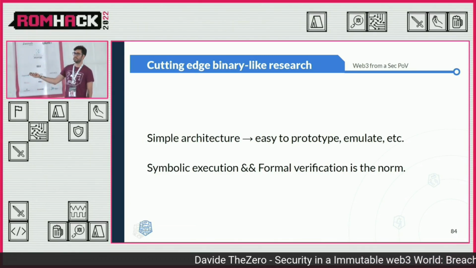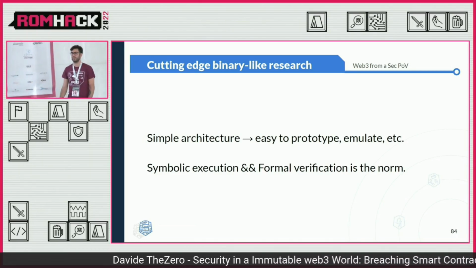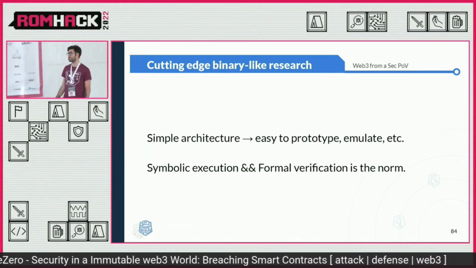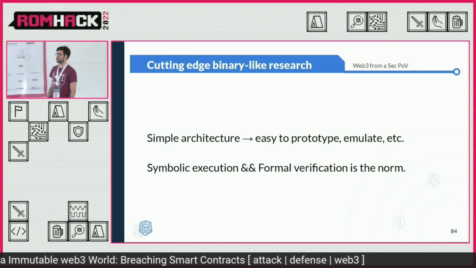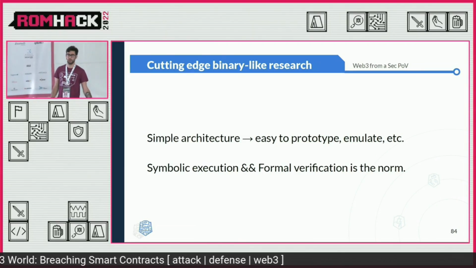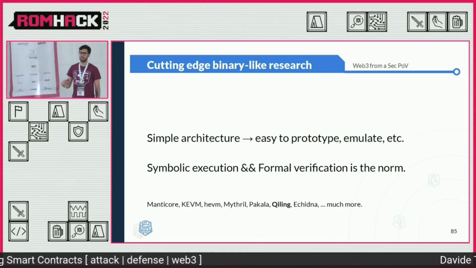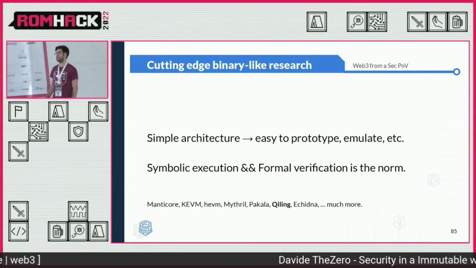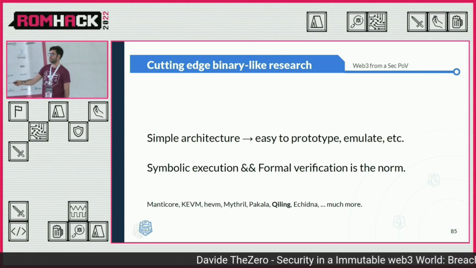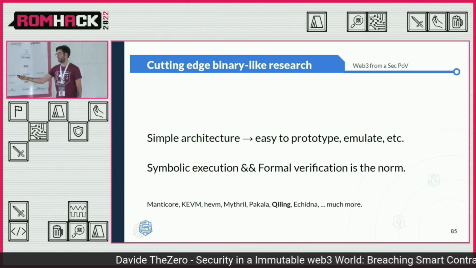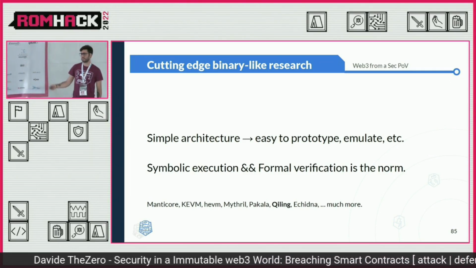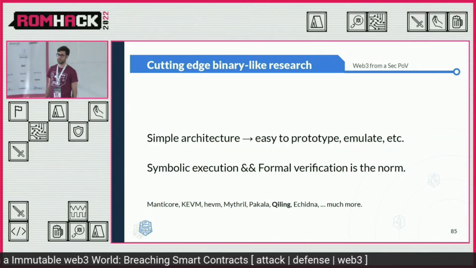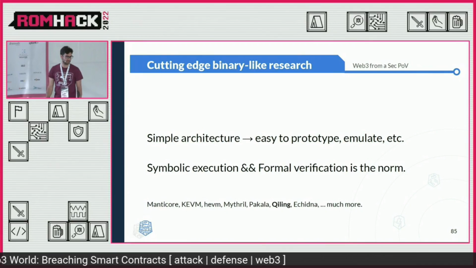And doing research for the EVM is like doing cutting edge binary research, because we have symbolic execution and formal verification as the norm. And there are a lot of tools that allow you to do this kind of stuff. For example, Manticore, Mythril, Shilling. And if you haven't, I've posted a blog post on shielder.it about using Shilling to reverse smart contracts.